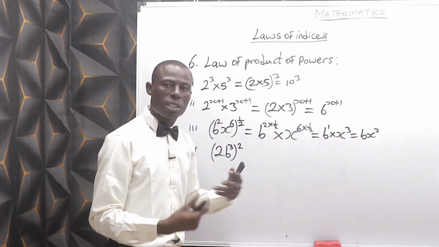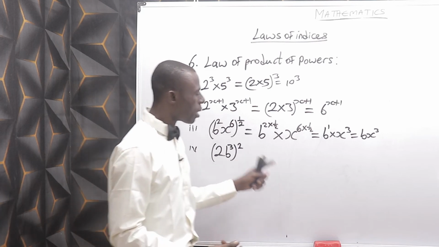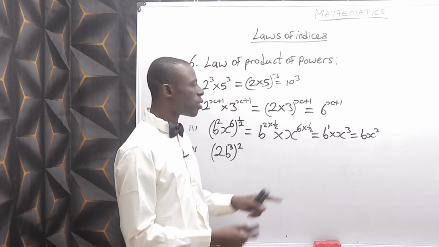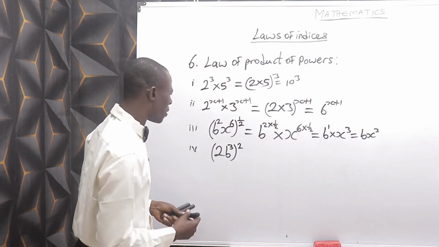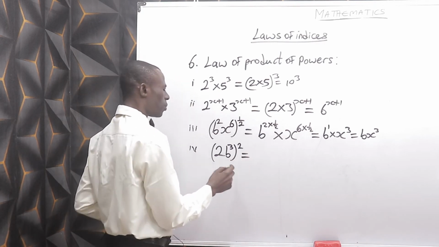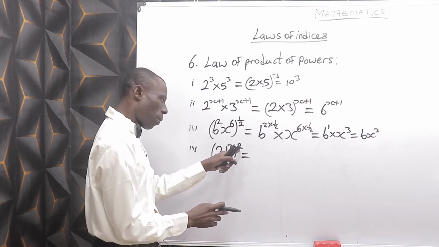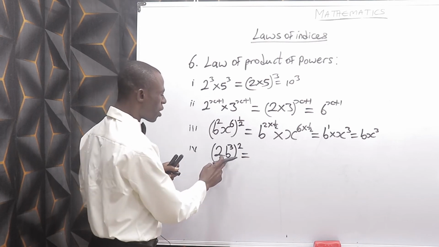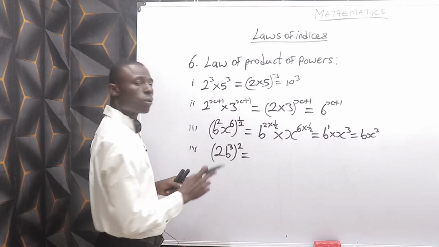Which finally is bx raised to the power 3. b raised to the power 1 is the same thing as b. So b raised to the power 1 times x raised to the power 3 is bx raised to the power 3. In this, 2 has power 2. b raised to the power 3 also has power 2.